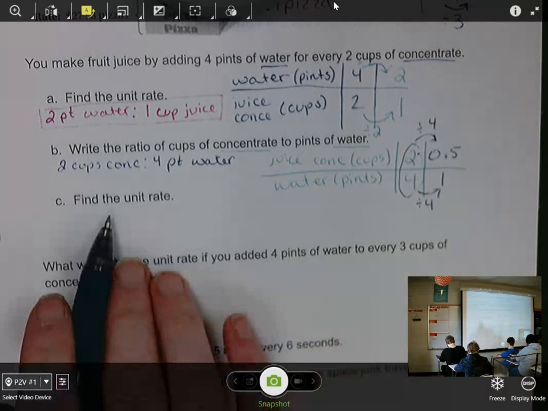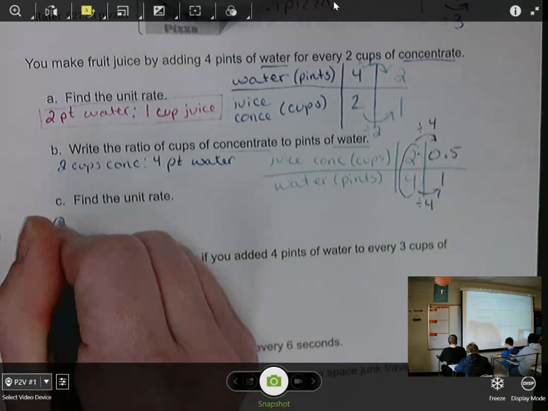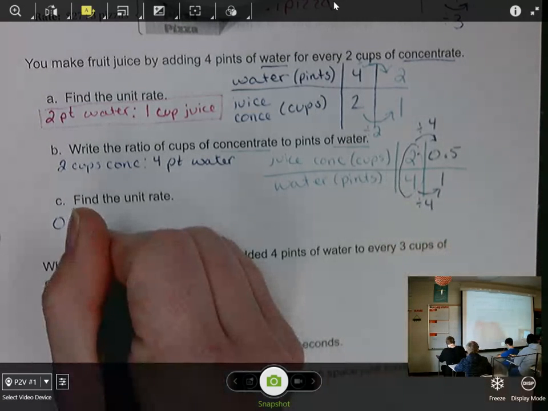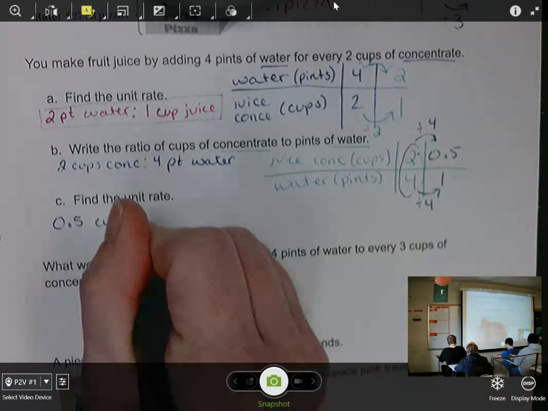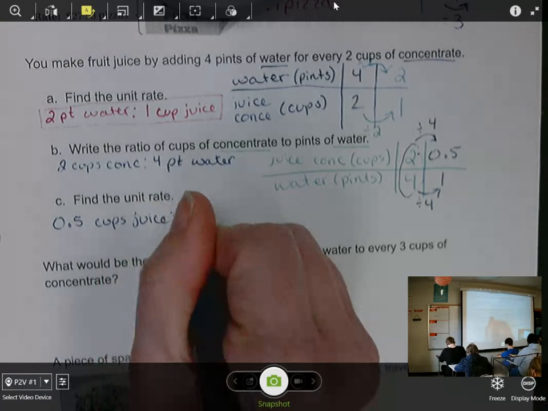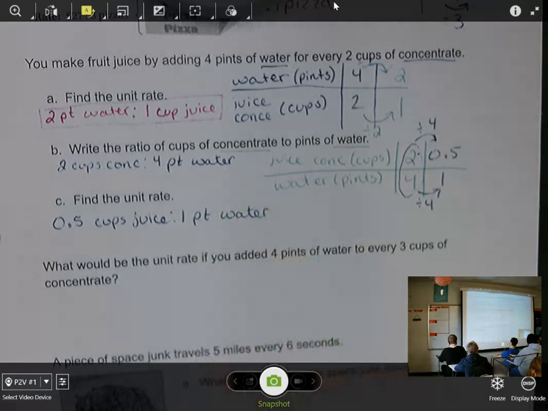Now part C says find the unit rate. So now I can write the unit rate. It's 1/2 or 0.5 cups of juice concentrate for every 1 pint of water. All right, what questions do you have for me?